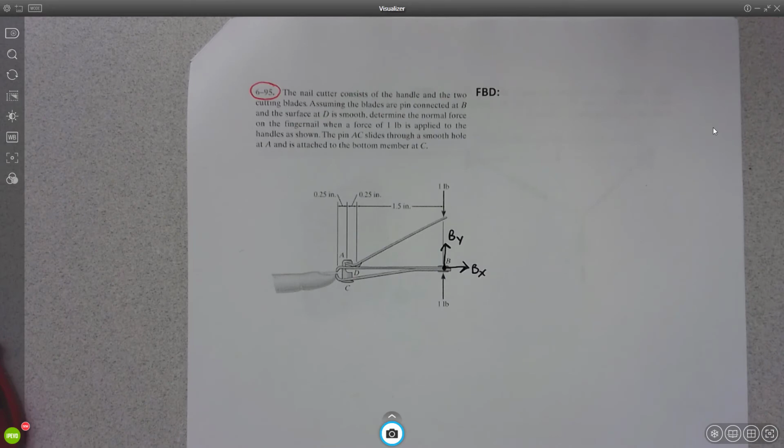It's normal. Okay. Determine the normal force on the fingernail when a force of 1 pound is applied to the handles as shown. The pin AC slides through a smooth hole at A and is attached to the bottom member at C. All right.